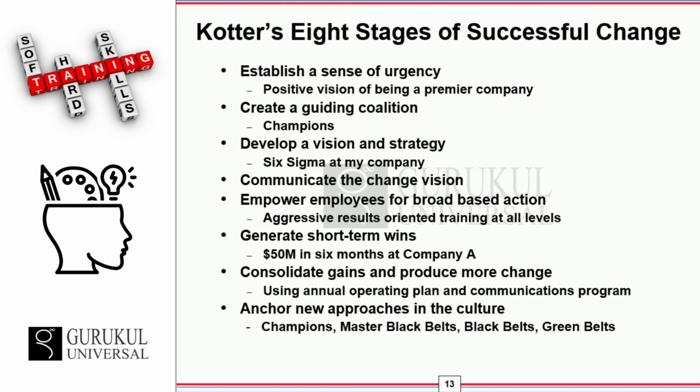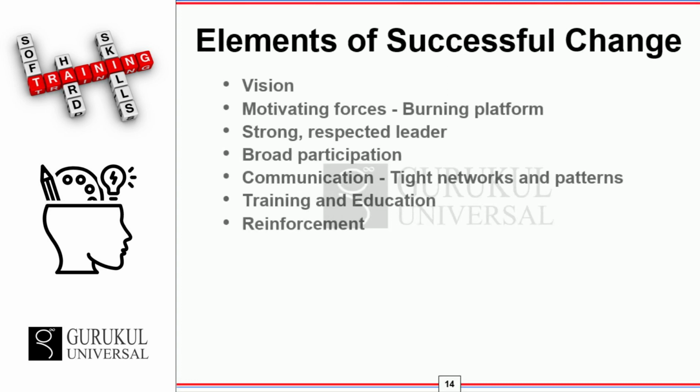Recruiting experts such as black belts, green belts and master black belts will provide the required support. Having a clear vision is essential in order to point the way forward and create a sense of urgency to act. It is important to have a strong and respected leader that people can look up to and follow. Participation from everyone involved is a key ingredient to ensure success. Communication is necessary to create tight networks and patterns. Training and education can help empower everyone to work together as a team. Finally, rewards and recognition are necessary to reinforce and sustain the changes.